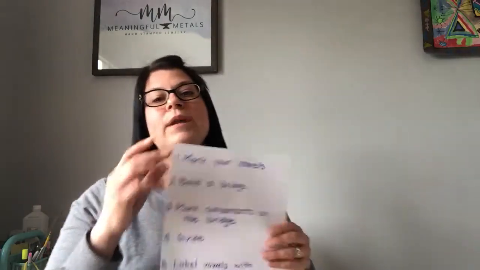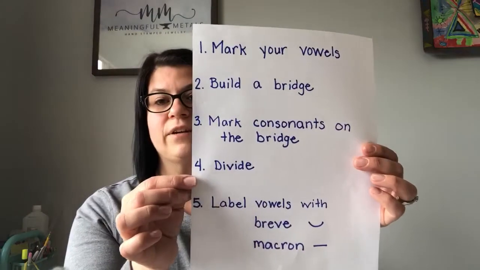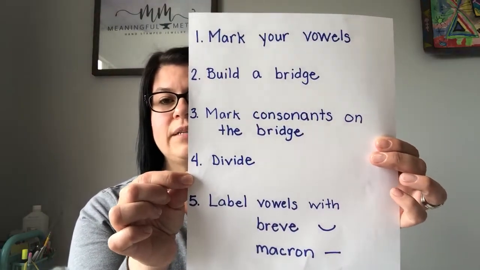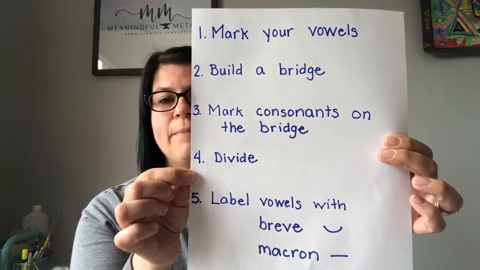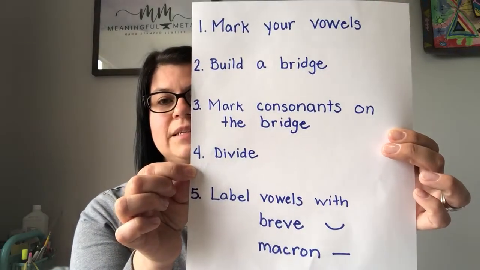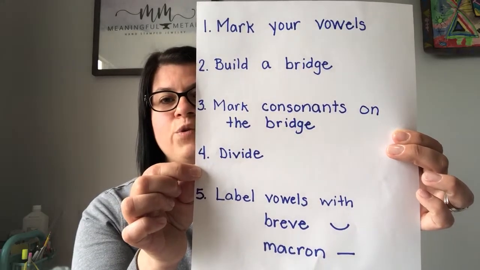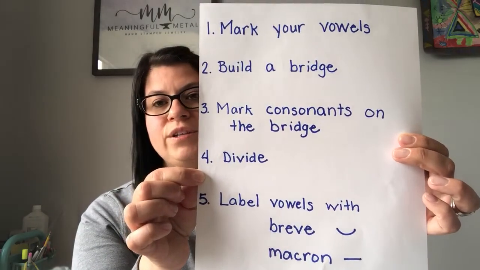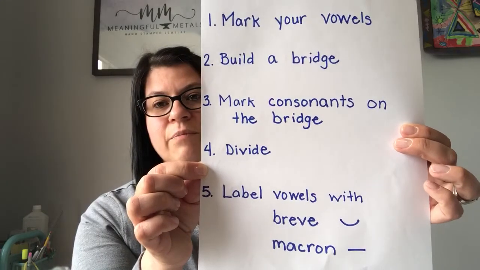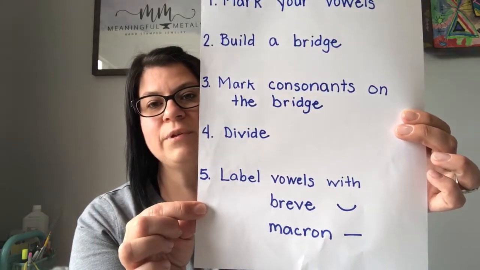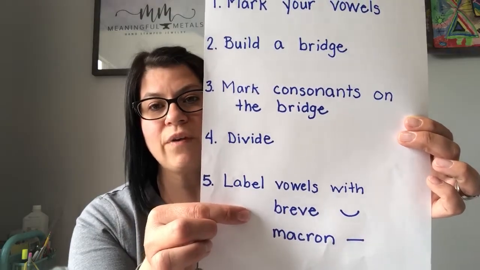Your steps do not change. Your syllable division steps are exactly the same. You should have this written down in your notebook or your paper collection, whatever you're using to practice and study. Number one, you mark your vowels. Two, build your bridge. Three, mark your consonants on the bridge. Four, divide. Five, label your vowels with the breve, which makes the short vowel sound, or the macron, making the long vowel sound. I'm using Explode the Code still. You might be looking at book 4 or book 4.5, but I'm in lesson 3 on either of those books.